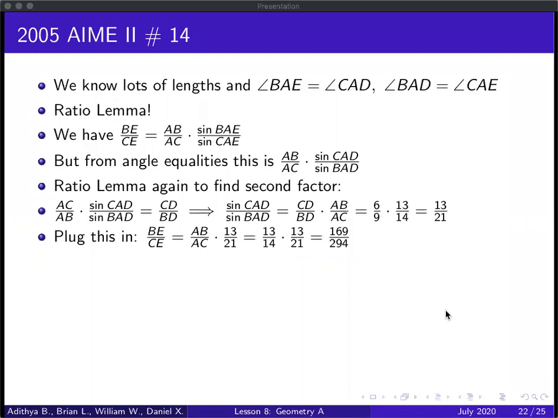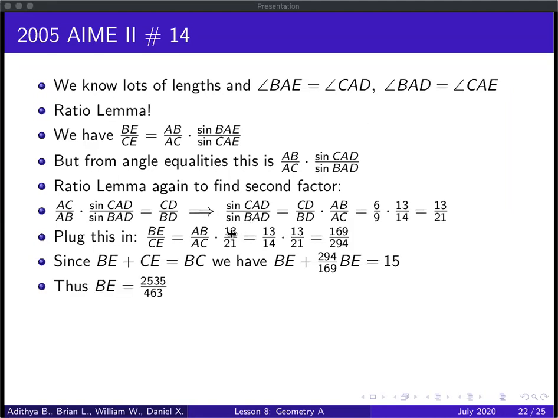Now we know the ratio of BE to CE, and we also know their sum. Their sum has to be 15, which is the length of BC. So now we can solve for BE. If we let CE equal 294 over 169 BE, then we can write a linear equation in BE. And now when we solve it, we can get the length of BE, which ends up being 2535 over 463. And the answer extraction is 463.